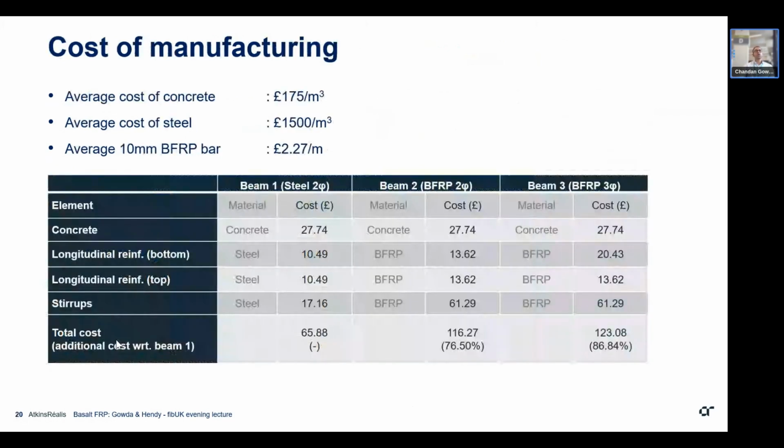The next part of it is the cost of manufacturing, where I've taken an average cost of concrete per meter cube as 175 pounds and that of steel as 1,500 per meter cube. And the average 10 diameter BFRP bar is taken as 2.27, again from a manufacturer. So the cost of manufacturing a beam of my reference material is around 65 pounds in total, considering all the elements, whereas the same for the BFRP with just 2 bars is 116, but that is not of our importance.